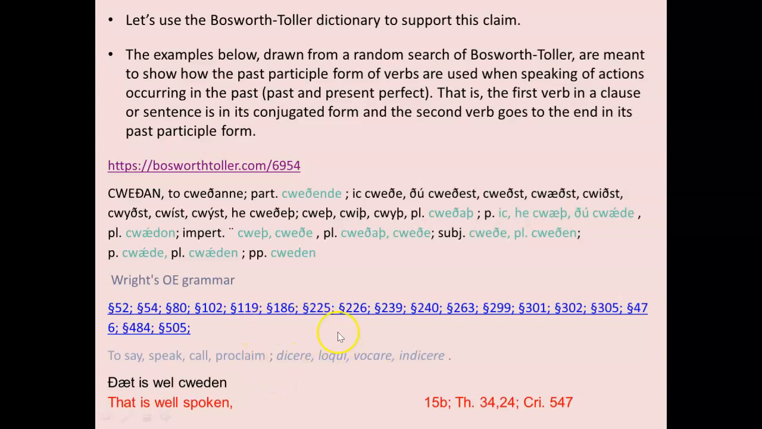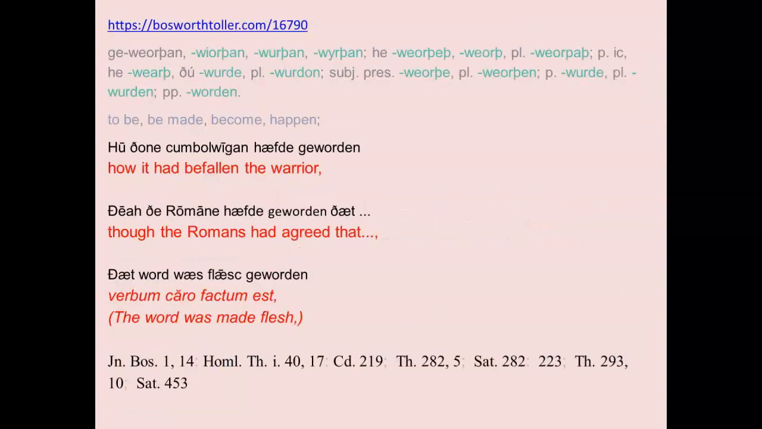Okay, so that's what we do there. So what I did for that is I went through and I found 24 examples just by this random searching, and I'll demonstrate the random searching and the parameters for that random searching. And you'll see that there's a consistent pattern there of putting the past participle at the end of the clause when speaking of events in the past, complete in the past.